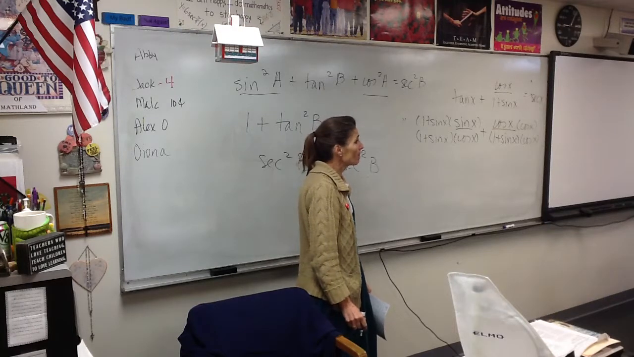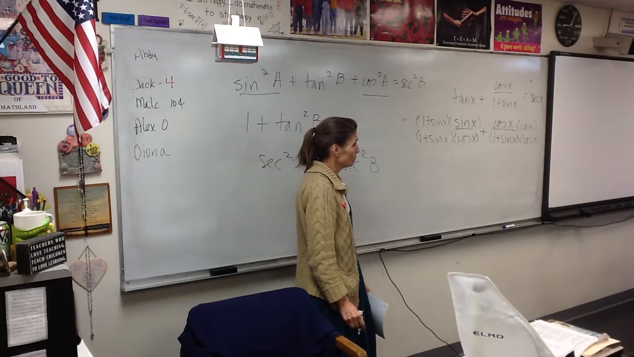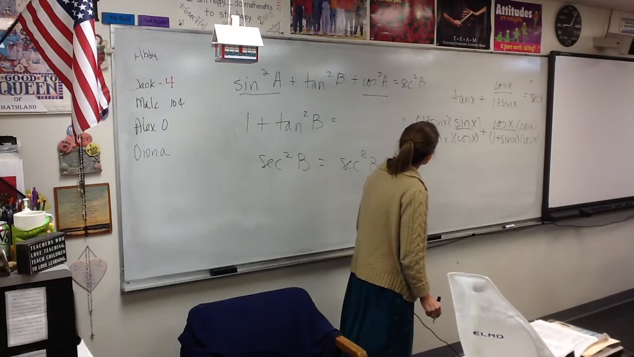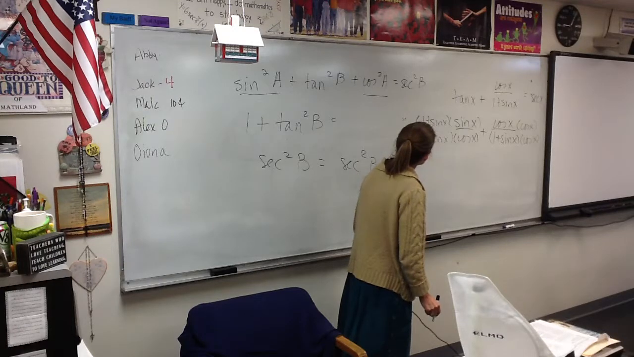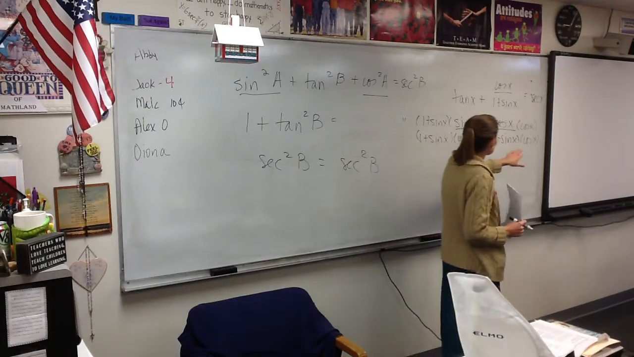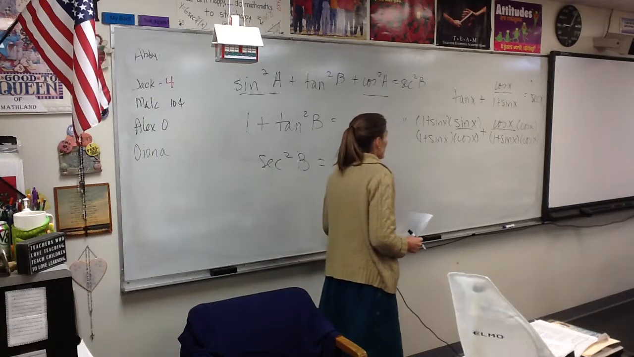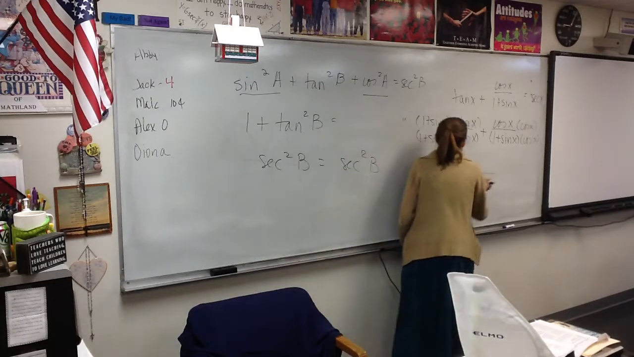Andrew? I did it a different way. I times just cosine x over 1 plus sine x, and I times the top and bottom by 1 minus sine x as a conjugate. Is that okay? For here? Yeah. Yep, that would be fine. Now, we've got the same denominator.